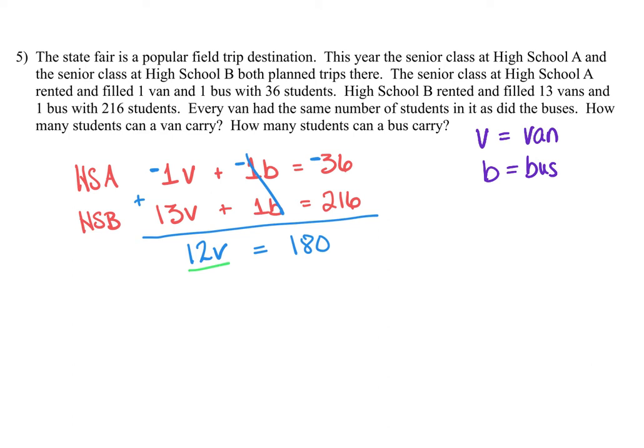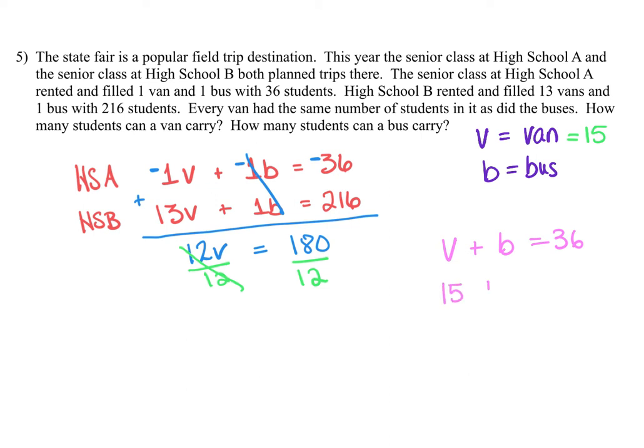Now I have an easy thing I just need to solve. Divide both sides by that 12. All right? And when I do that, I am going to get 15. So I had 15 people can fit in each van. They want to know how many people can also fit in the bus. Remember, I had one van and one bus is 36 kids. So I'm just going to plug that 15 in.